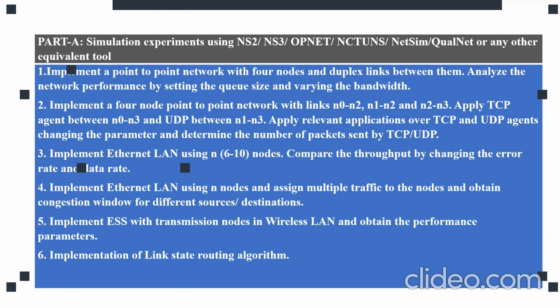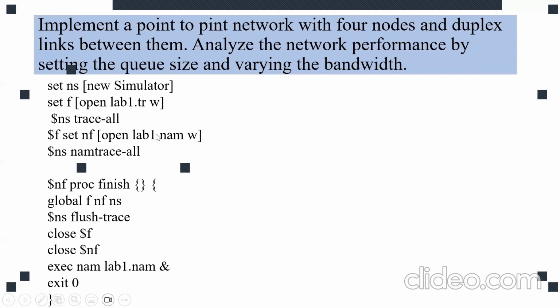So I'll be explaining all these programs one by one, and today we'll be seeing the first experiment, which is nothing but: implement a point-to-point network with 4 nodes and duplex links between them. Analyze the network performance by setting the queue size and varying the bandwidth.